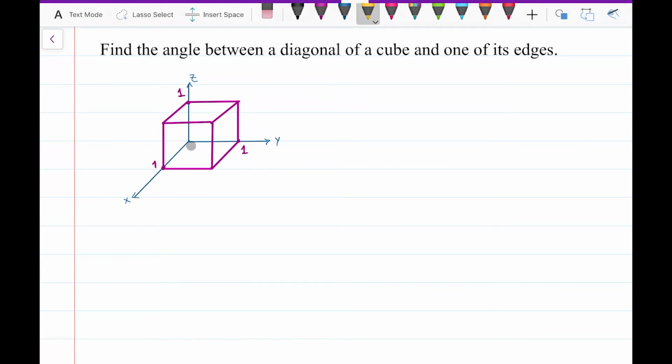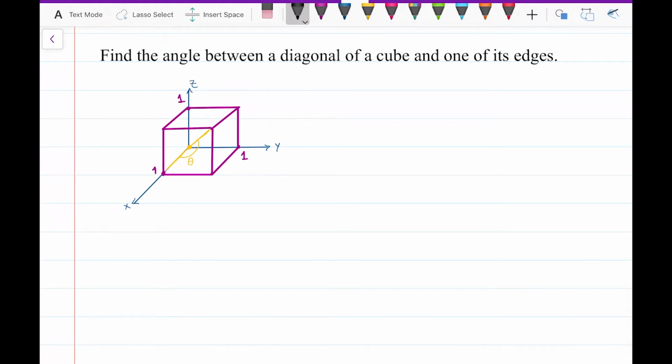Okay, so this is the unit cube on the first octant, and this is the origin. I want to find the angle between this diagonal and, for example, this edge. I'm looking for this angle. Okay, so let's consider using the vectors.